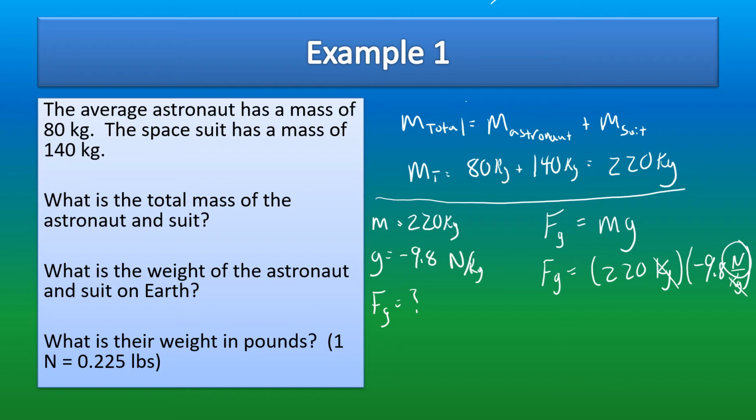So when you do that multiplication, you get a force due to gravity, or a weight, of 2,156 newtons downward. You get a negative number, and that's what the weight is telling you. The force is pulling you downward. Your weight is pulling you downward.